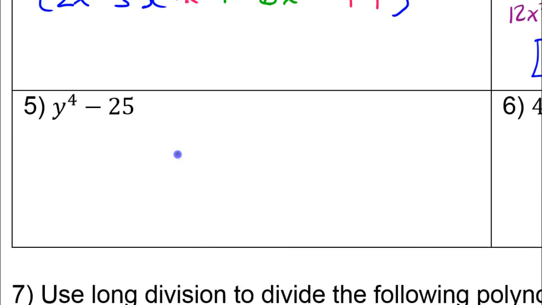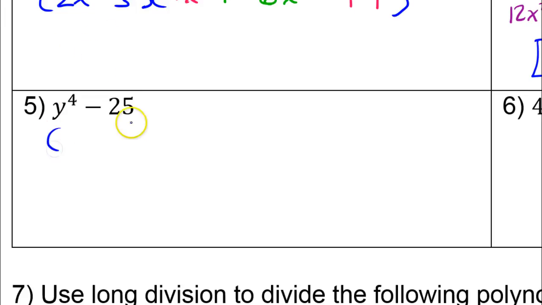Now, looking at number 5. Again, this is a binomial. Notice that it is the difference. Difference means subtraction, so I have a difference. 25 is definitely a perfect square because that's 5 squared. Y to the 4th power is also a perfect square because y to the 4th power is y squared squared. Anyway, this is the difference of two squares.